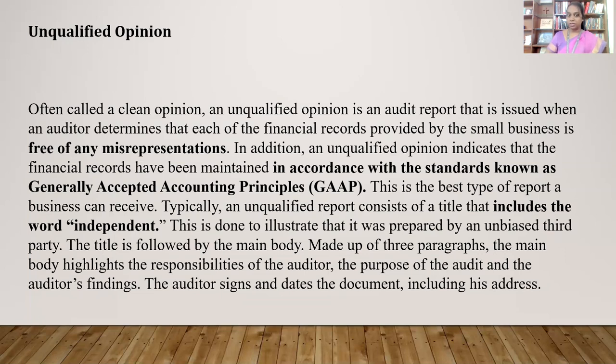They are not only free from misrepresentation, they are also maintained according to the standards of GAAP, generally accepted accounting principles. These are the two main things looked into in an unqualified opinion. In this report, the auditor also uses the word independent, which illustrates that this is an unbiased report prepared by a third party. The report will generally have a main title and a main body of three paragraphs highlighting the responsibilities of the auditor, the purpose of the audit and the auditor's findings. It is signed by the auditor and documented with date and address. This is the best opinion every company should get from its auditor.